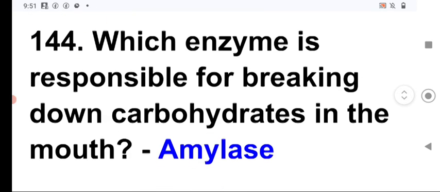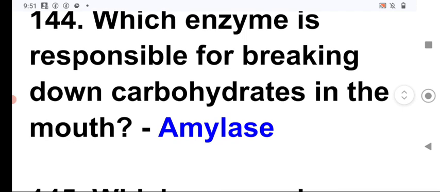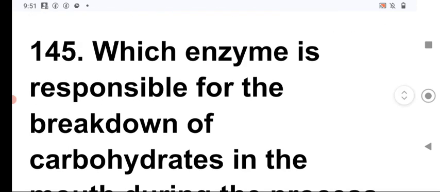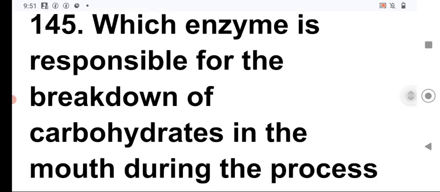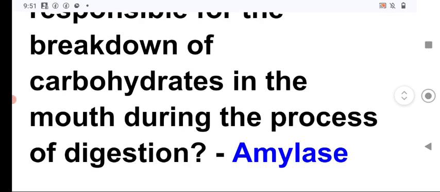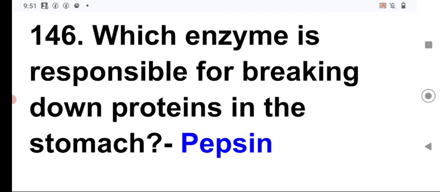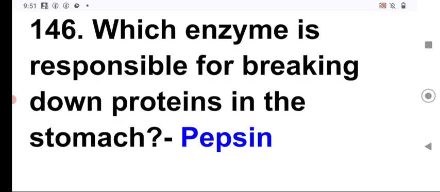Next, which enzyme is responsible for breaking down carbohydrates in the mouth? It is amylase. Next, which enzyme is responsible for the breakdown of carbohydrates in the mouth during the process of digestion? It is amylase. A similar type of question has the same answer. Next, which enzyme is responsible for breaking down proteins in the stomach? It is pepsin, the protein digesting enzyme.